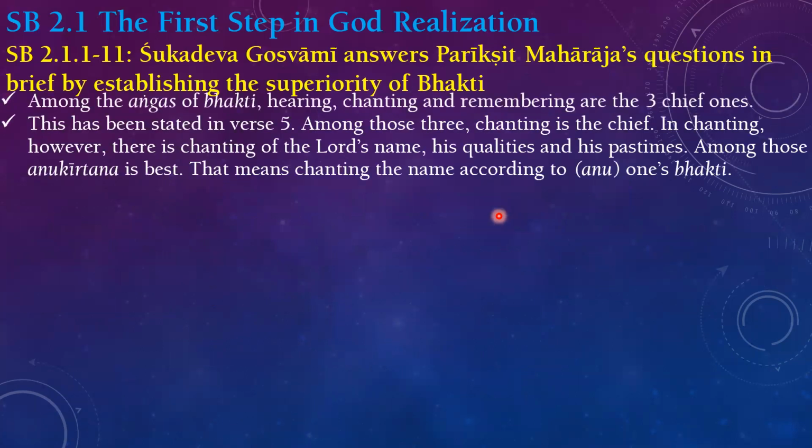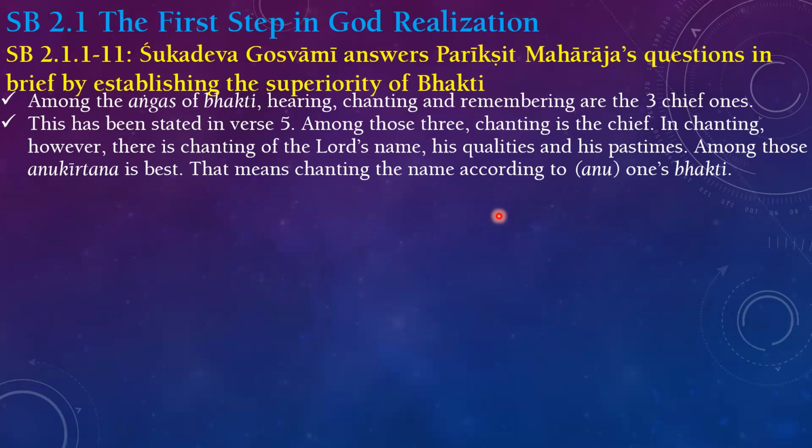So what does it mean? Among the nine angas of bhakti, Shravanam, Kirtanam and Smaranam are the three best ones, which were mentioned in the previous verse number 5. Among those three, chanting is the chief. In chanting, however, there is chanting of the Lord's Nama, Guna, Leela, and Rupa also: Nama Kirtan, Guna Kirtan, Leela Kirtan, Rupa Kirtan. But among these, Nama Kirtanam is best. And among those, Anukirtanam is best.